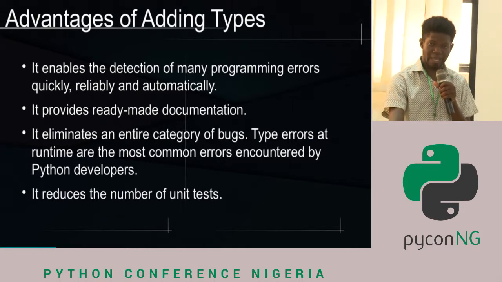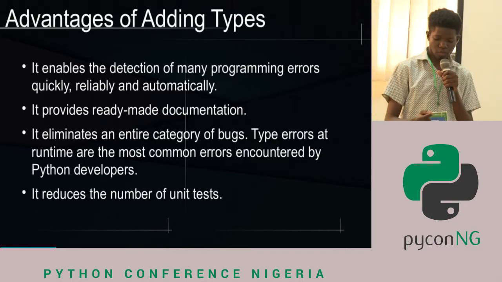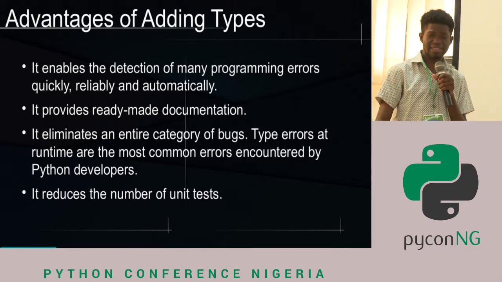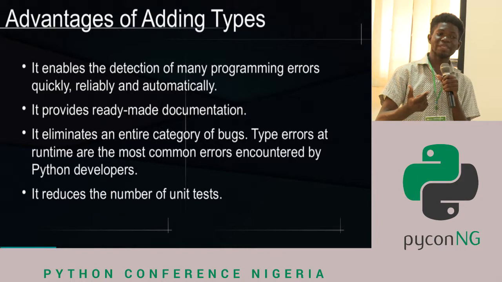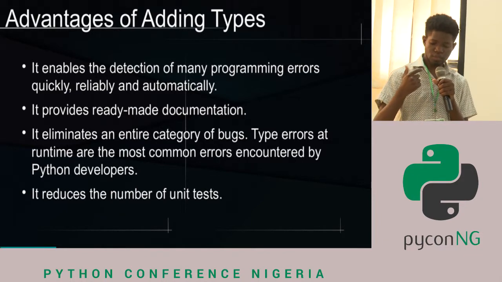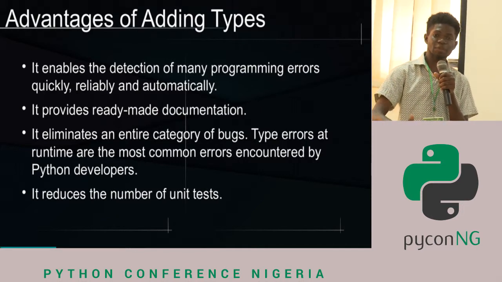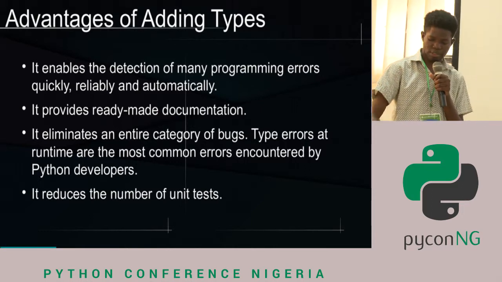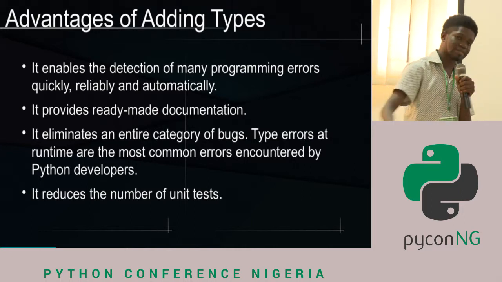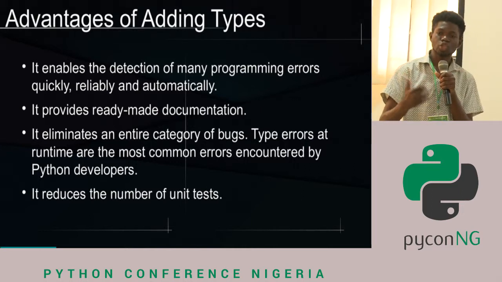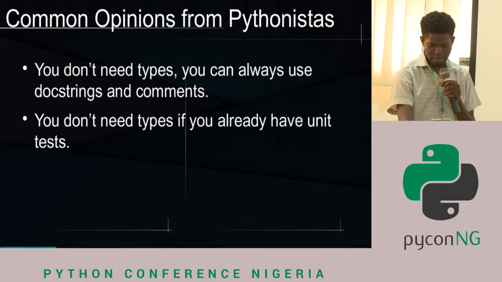So now, the advantages of adding types to your code base. Number one, it enables the detection of program errors. If you are running an interpreted language, you only discover the error when you run the line. But adding types means you discover the error before running it. Also, it provides ready-made documentation. It eliminates a particular category of code, and it reduces the number of unit tests. I will explain everything using some code samples to make it clear.